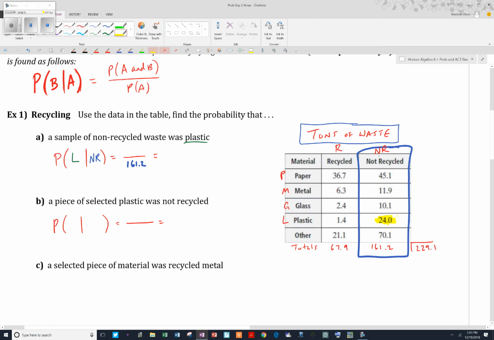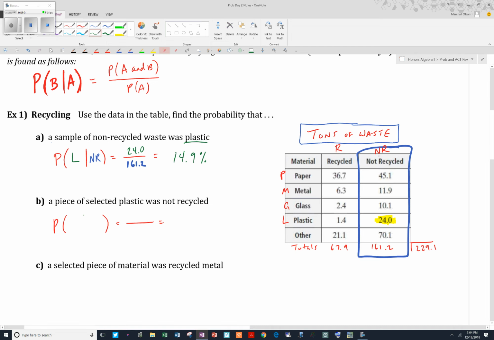Or that's the amount that it was. So we can just put that 24 up in the numerator. And then when we calculate that probability, 24 divided by 161.2, we get about 14.9% or 0.149. So one of the harder parts here is just figuring out what is given and what you're finding the probability of.